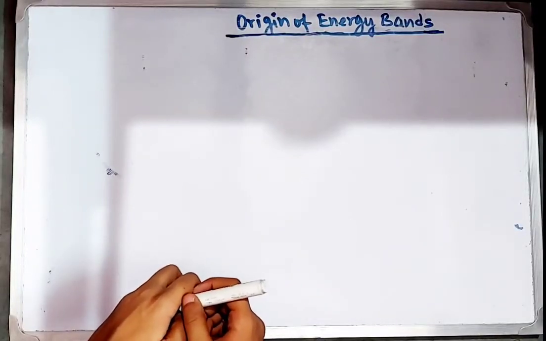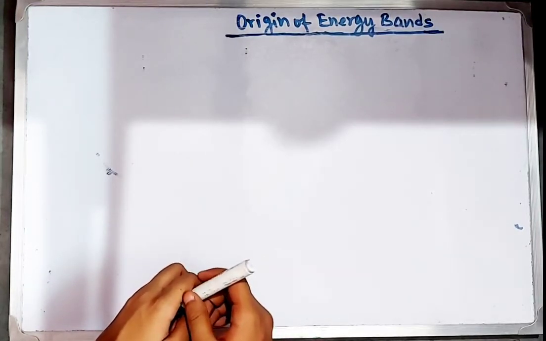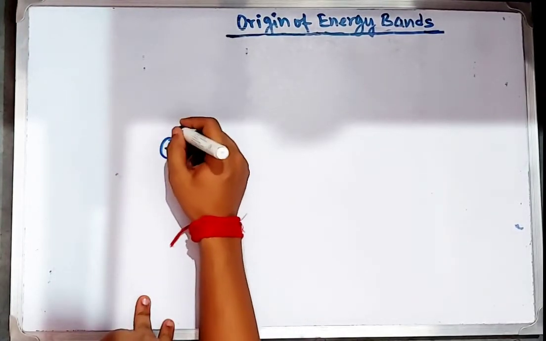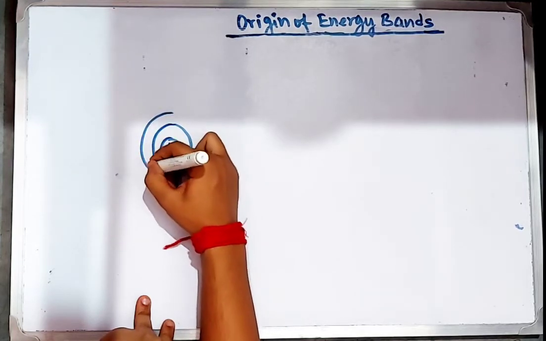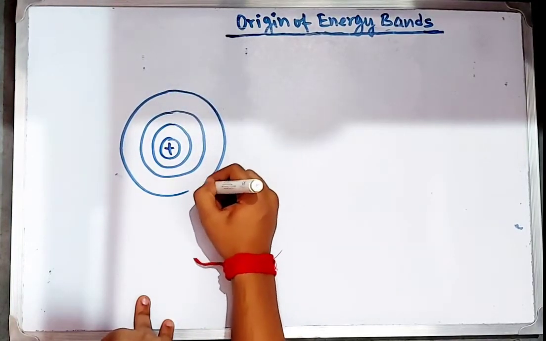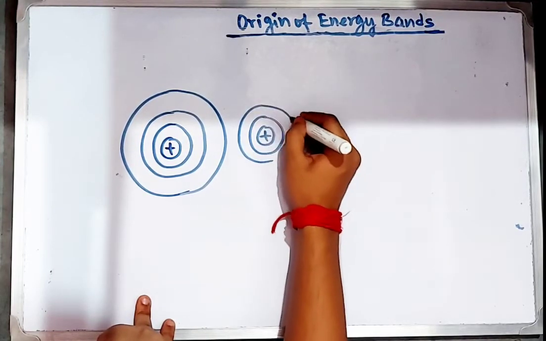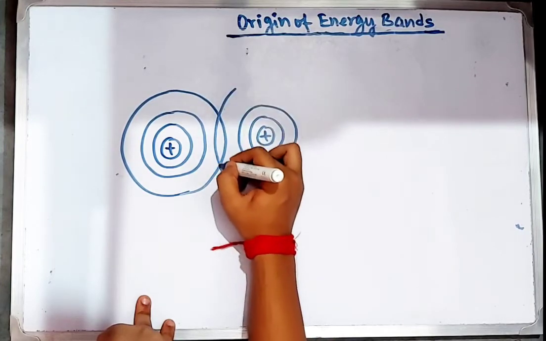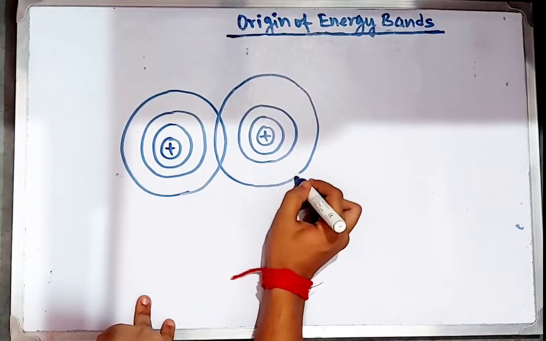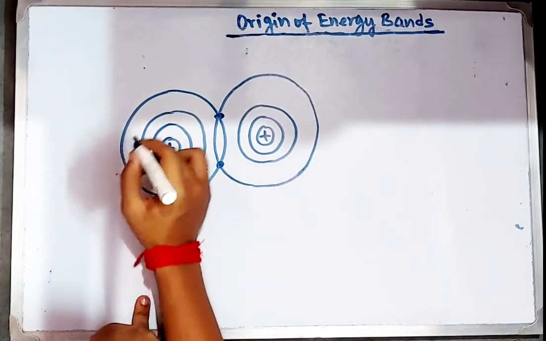In my last video I discussed the energy states for an isolated atom, but right now I will discuss the energy states for interacting atoms within a solid. So I will start my discussion with two interacting atoms. Suppose this is one silicon atom interacting with another silicon atom, and of course if they are interacting with each other within a solid, then they have formed a covalent bond with the help of electron sharing.